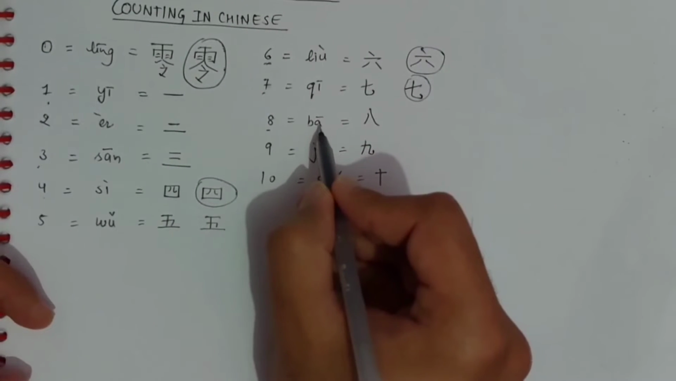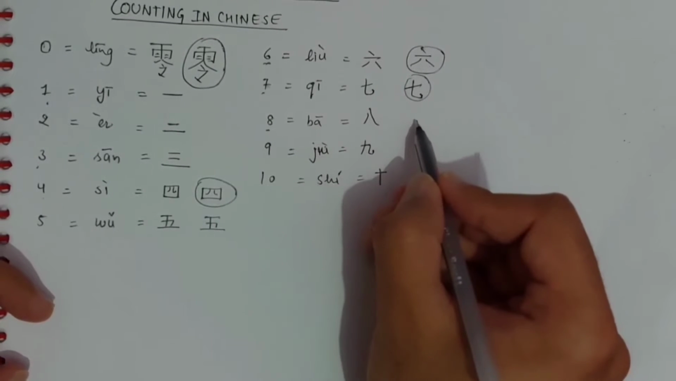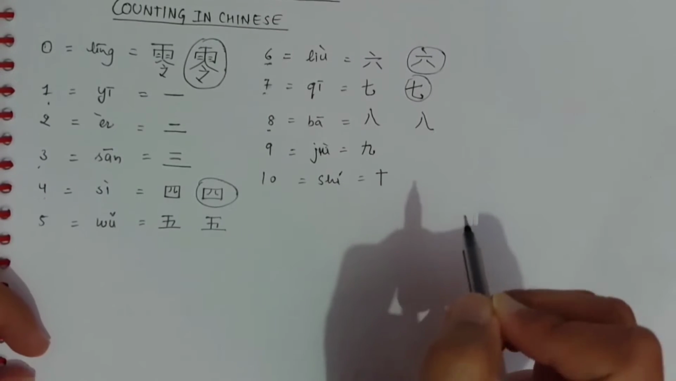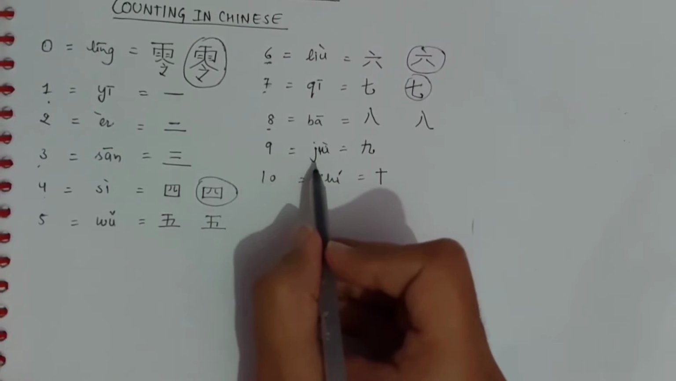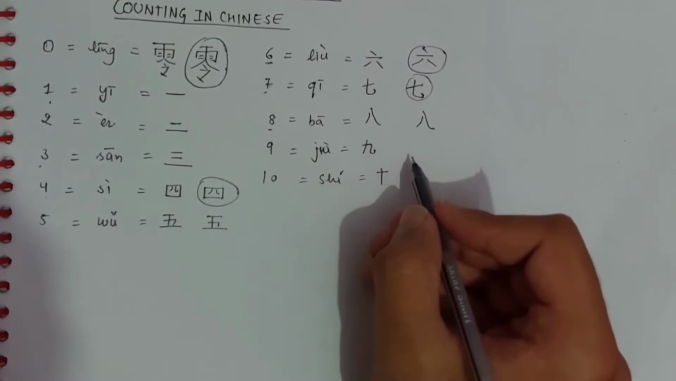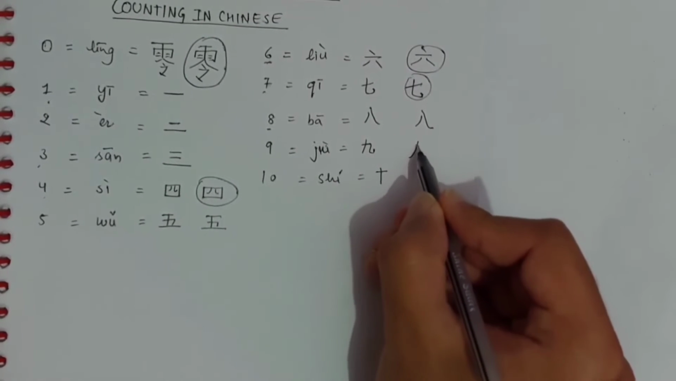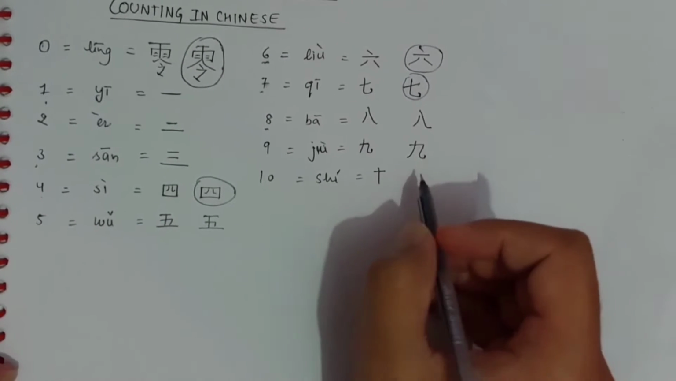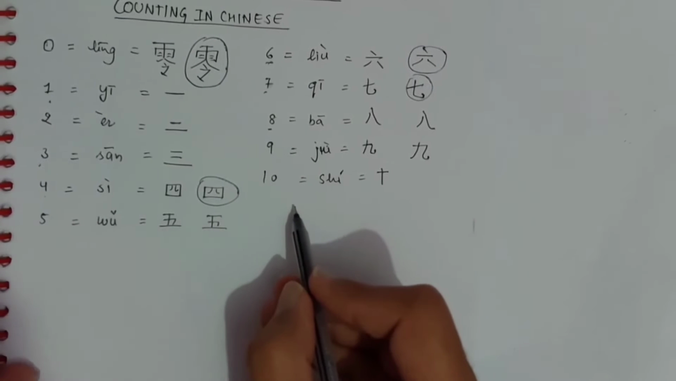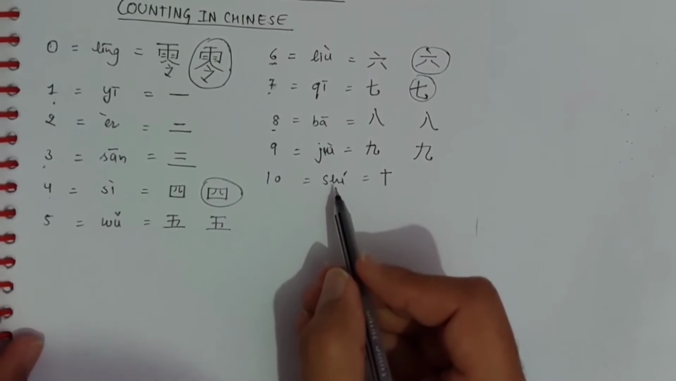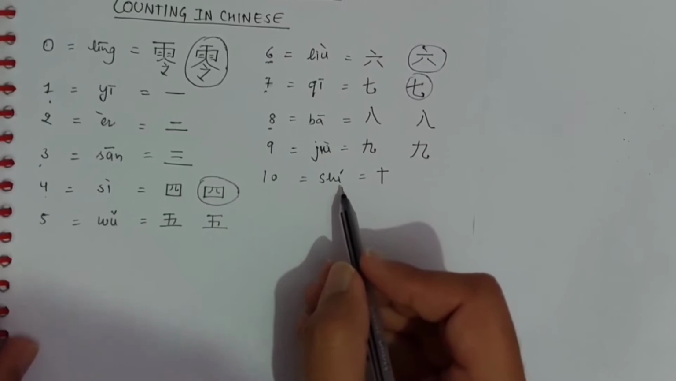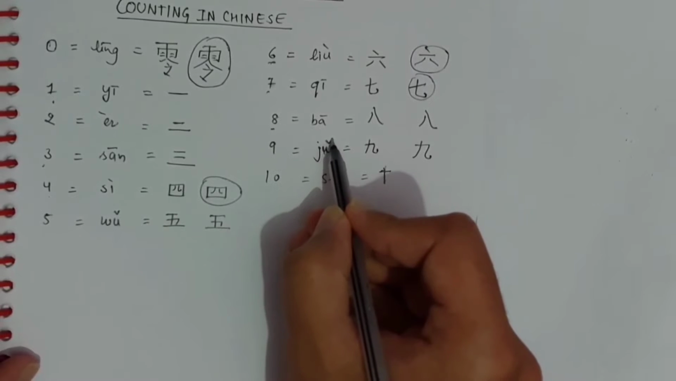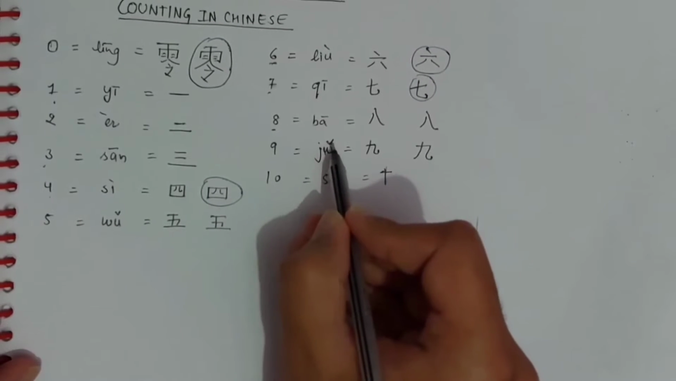Ba in Chinese, 8 in Chinese is ba. We write it as 1 curved line here, then make a long curved line here. Ba means 8. 9 in Chinese, jiu. We write it as this curved line, make left to right, and this curved line like this. Means 9. 10 in Chinese, shi. Shi we write as a cross sign. Okay, so this is the second tone, guys.